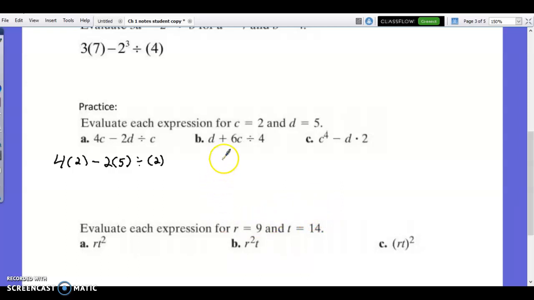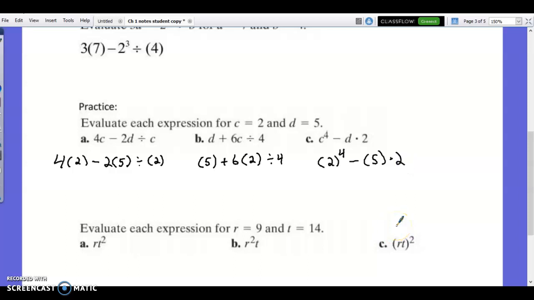Okay, so we'll start B now. D is 5, so I'm going to put parentheses 5 plus 6 parentheses 2, because that's my C, divided by 4. And then for C, I'm going to do in parentheses 2, and then that 4 is outside. This is one of the reasons why we would want to use parentheses, because especially as we start using negative numbers, it will make a difference. Minus D, which is 5, so in parentheses 5, I'm sorry, times 2.